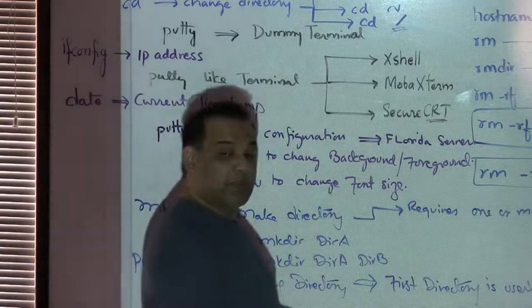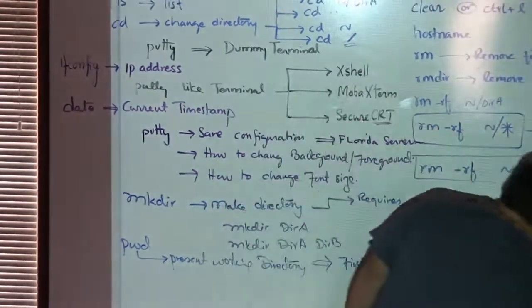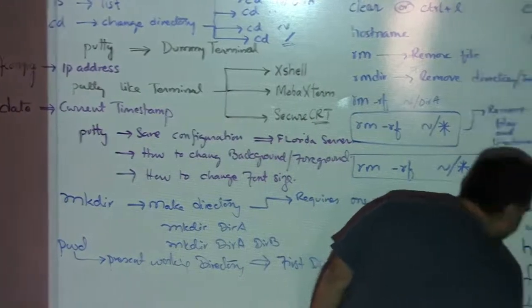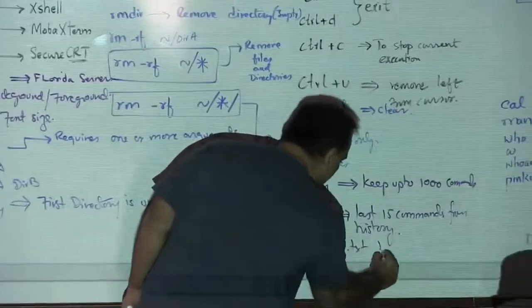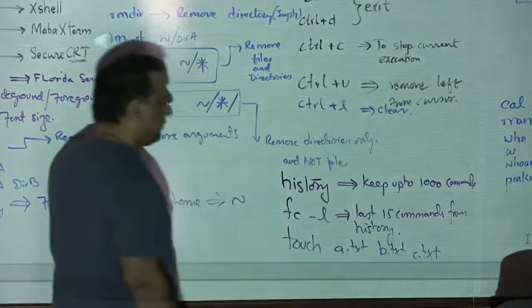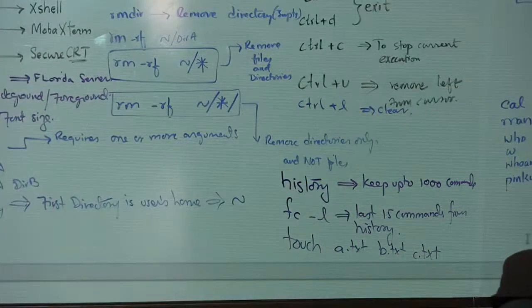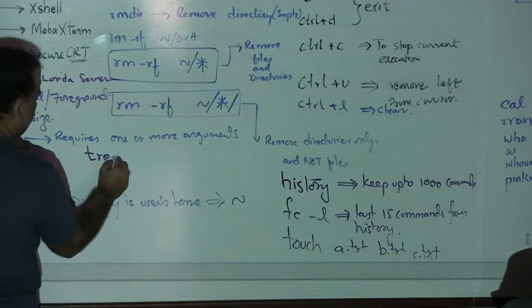touch command. Touch. You can have a.txt, one or more files in here, c.txt. Anything else? tree is another command, right? Very important, especially for the beginners. So tree is one command.